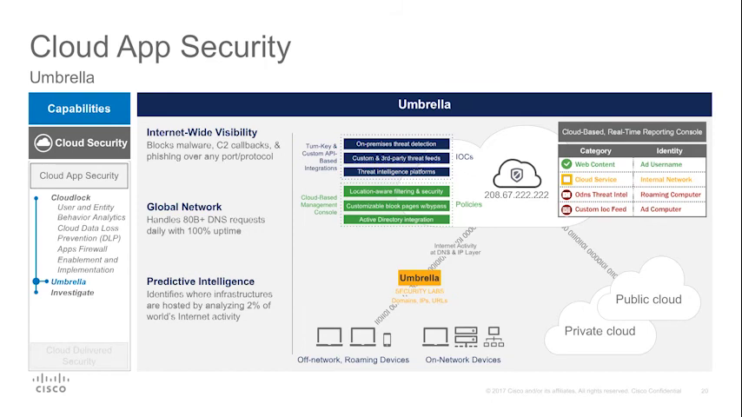Cisco's global network handles over 80 billion DNS requests a day, providing a massive picture of which sites are linked together and where malware resides. Cisco's database of domains, IPs, and URLs is constantly updated, providing threat intelligence that is always current. Umbrella provides an up-to-the-minute view and analysis of 2% of the world's internet activity to stay ahead of attacks.